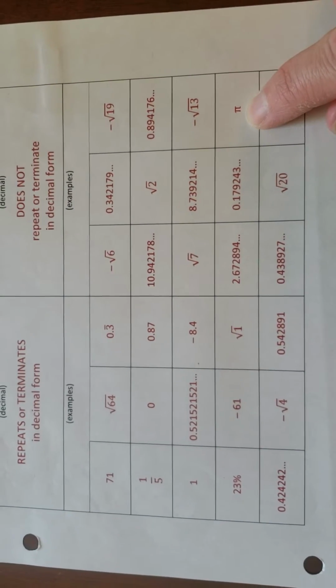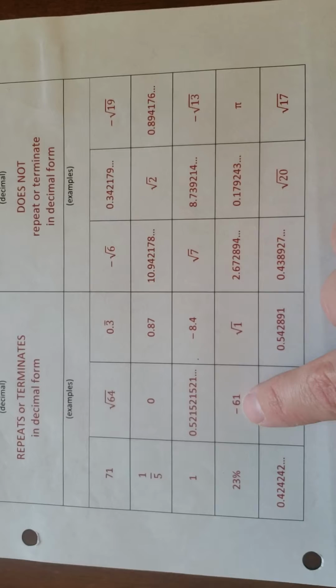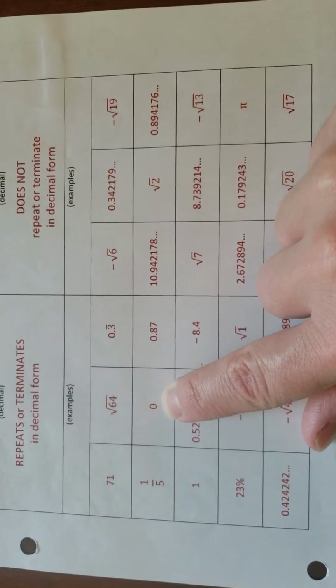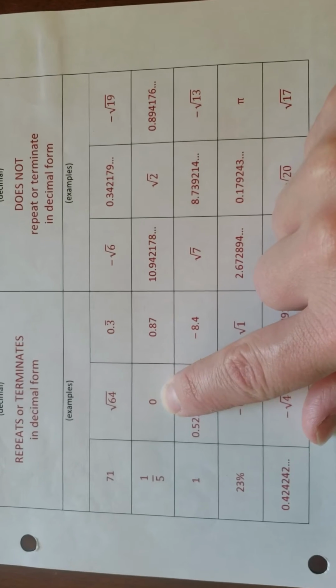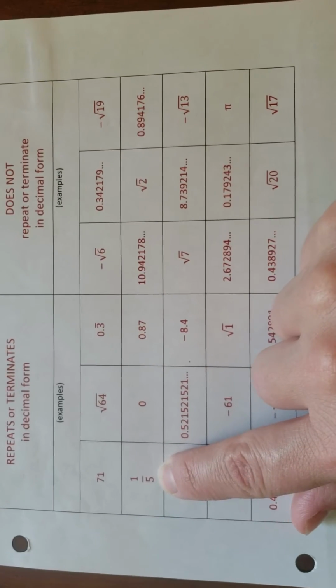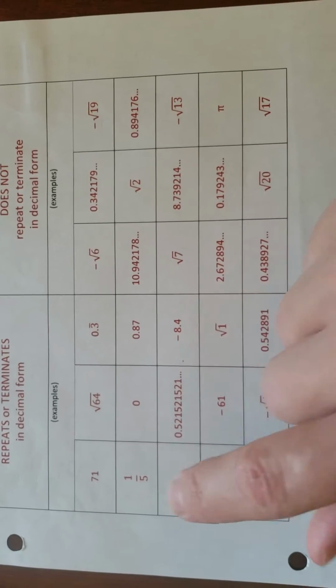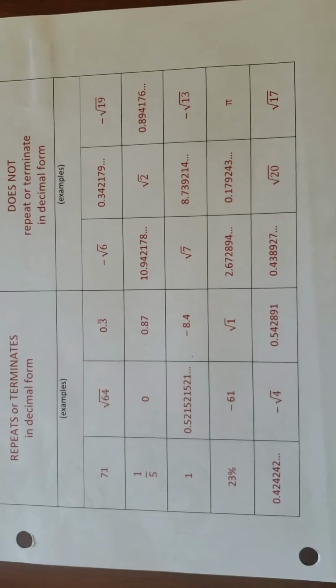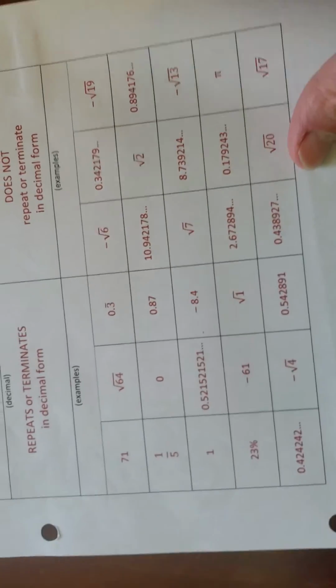Pi is irrational. Whole numbers are rational. 0 is rational. It's a tricky one, but we can write it as 0 over 1 if we had to. Percents are rational. If it's a fraction, it's in fraction form, so that's rational. So hopefully just looking that through one more time gives you a refresher and gives you some help.